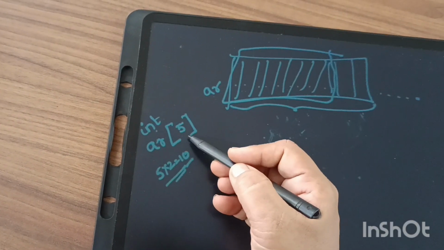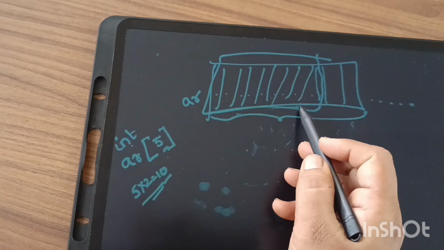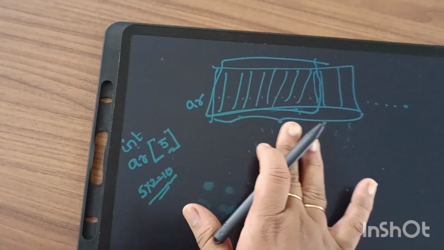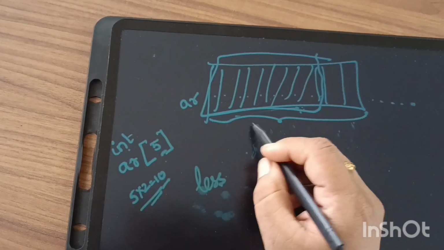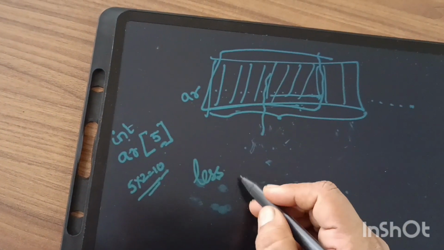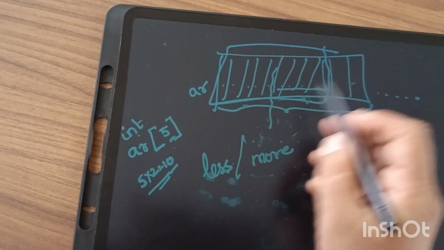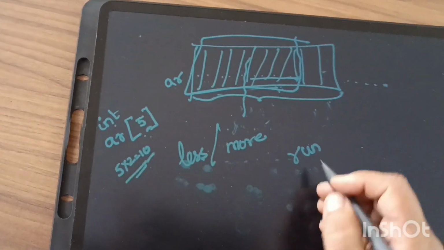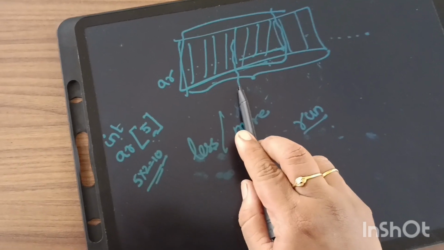But if we want to increase or decrease this memory size, in fixed or static allocation, it is not possible. So this memory is wasted. If we occupy only this much space, this space is wasted. Or if we want more space, we cannot occupy it here, because the program is running. So at runtime I cannot allocate memory using fixed or static allocation.